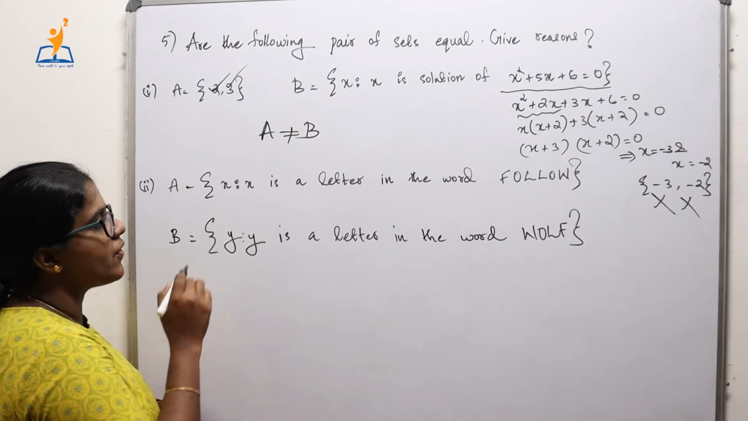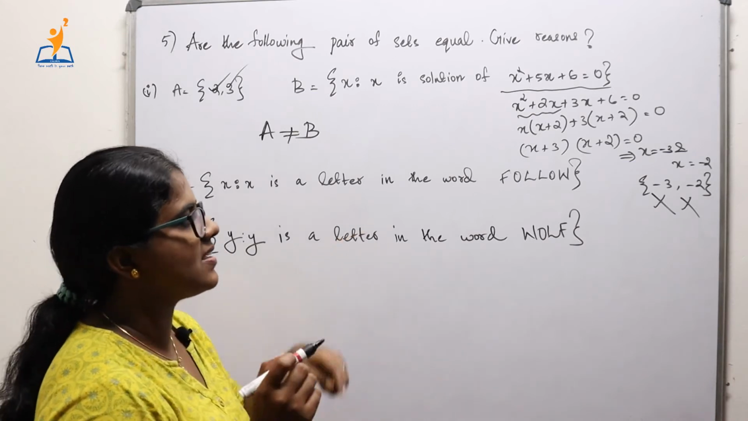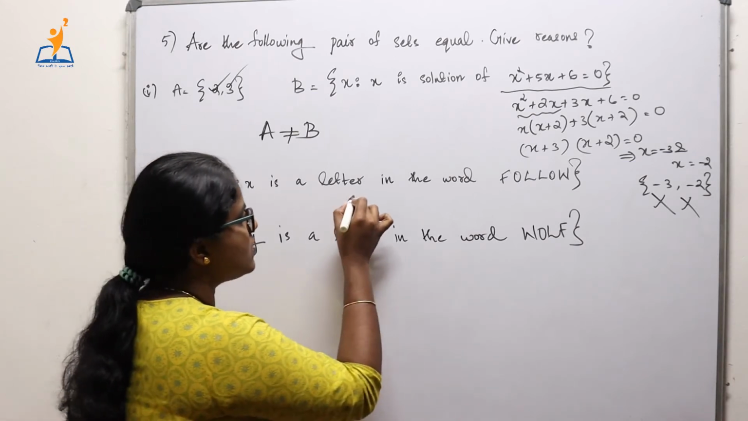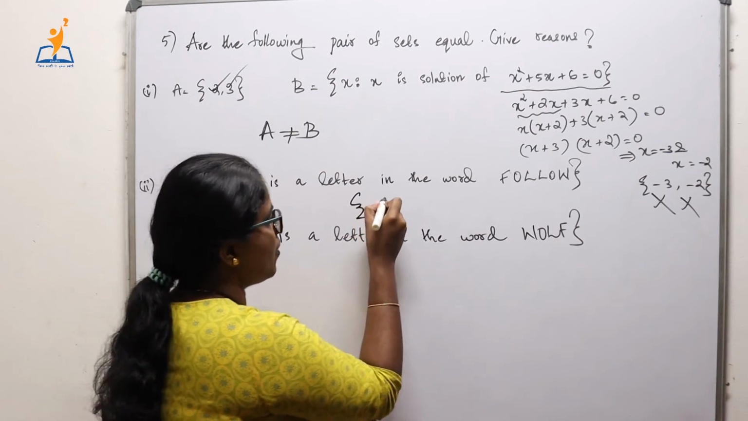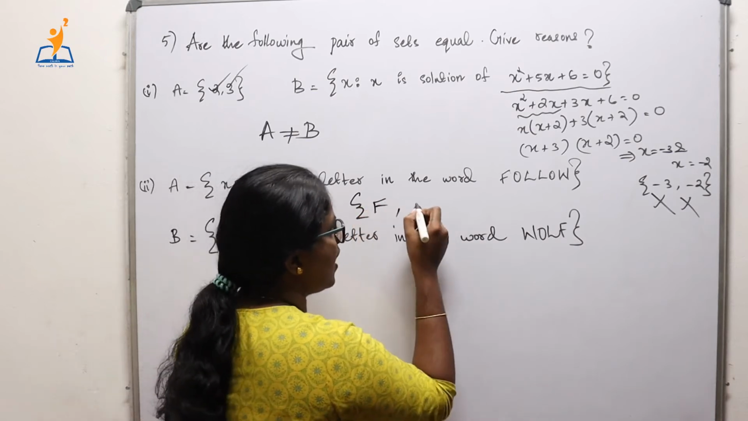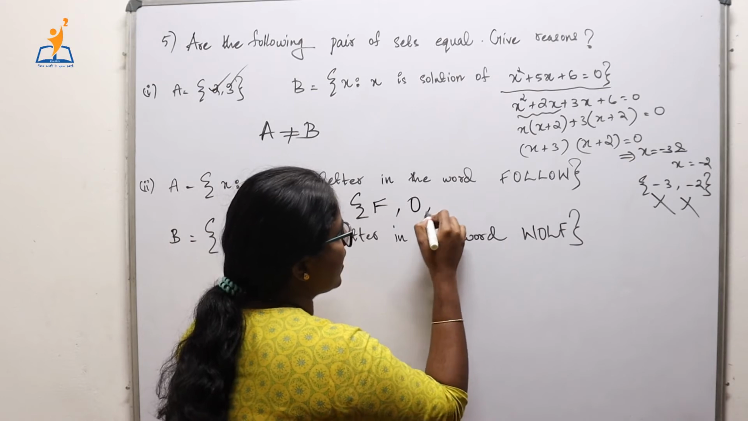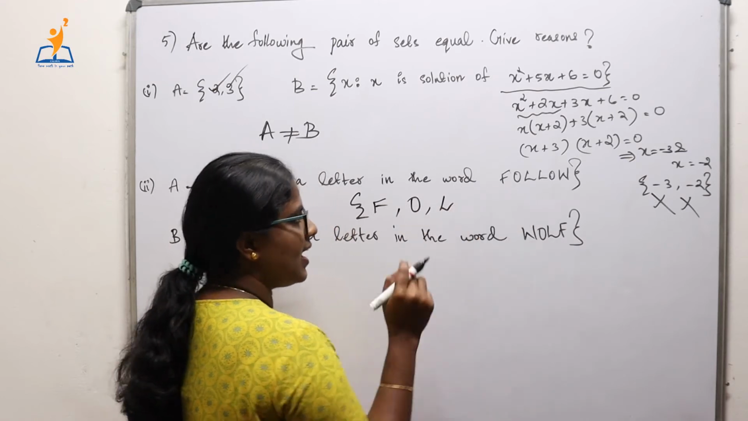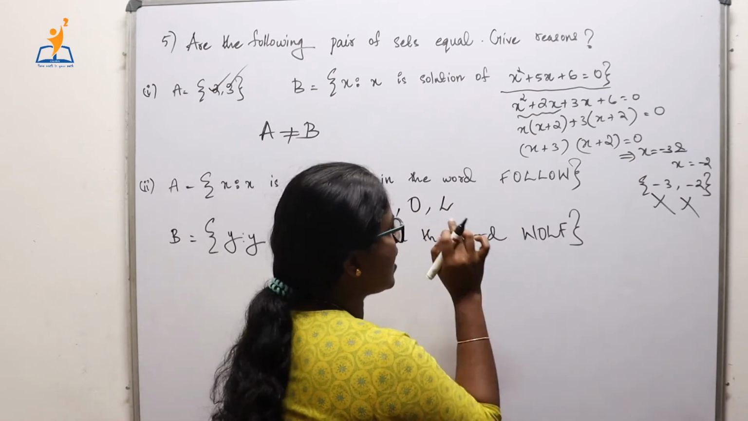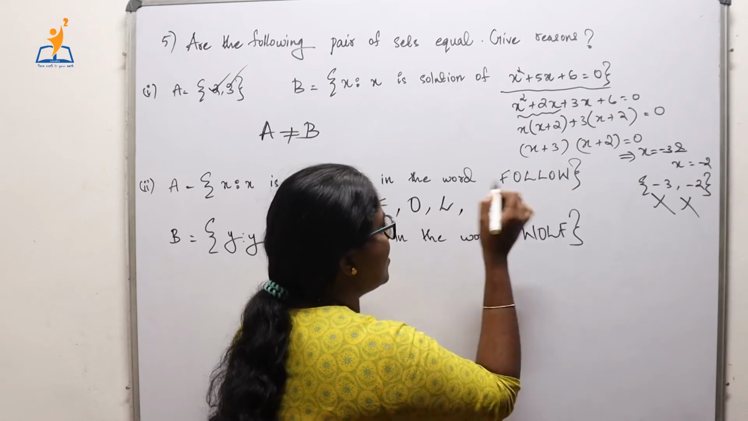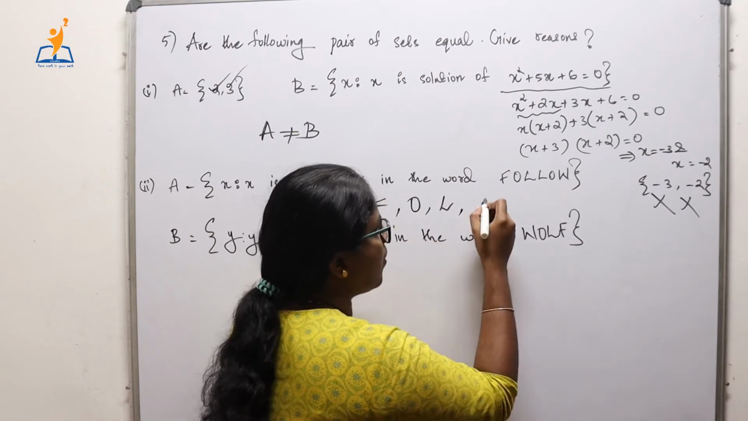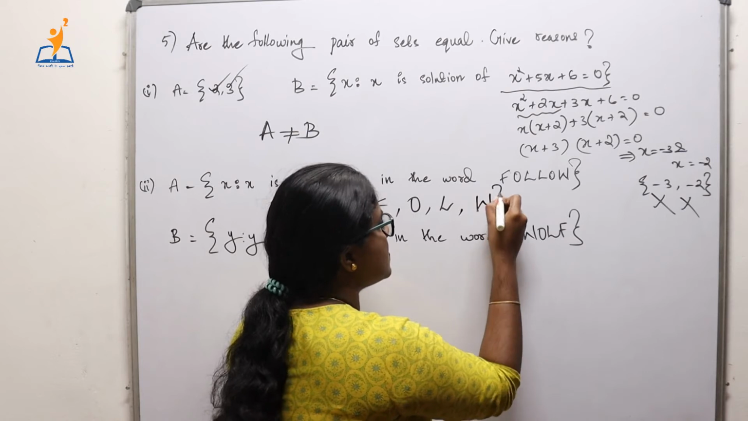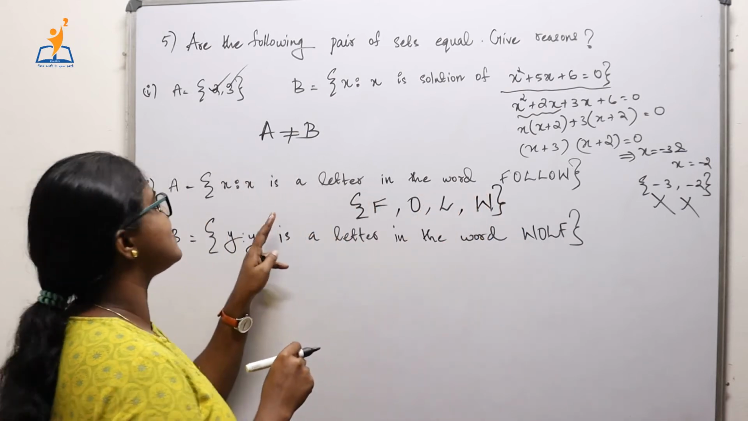A is the set of all x such that x is a letter in the word follow. Which all are the letters in the word follow? F is there, okay. O is there, okay. L is there. L is 2 times but we have to write only once when we write in a set. O is there, we have already written O. Then W is there. So this is the set A.